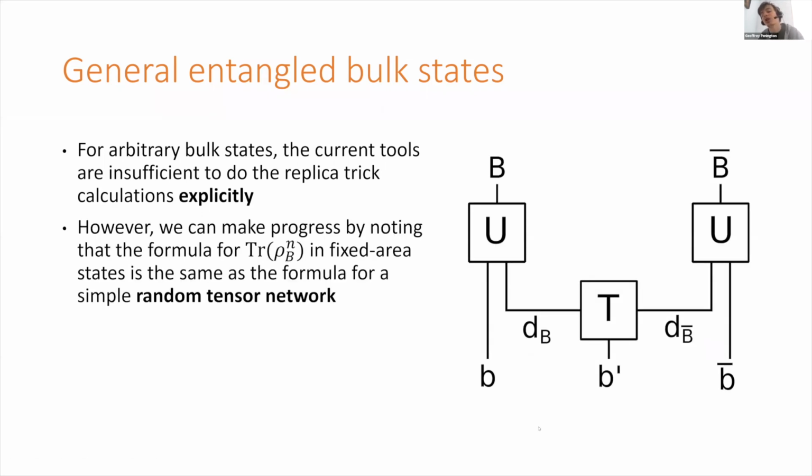However, there's a trick we can use. It's quite a nice trick. I'm quite fond of it. What we can note is that the formula you find for these fixed area states with arbitrary bulk state is exactly the same formula you would find if you evaluated the trace of rho to the n in a particularly simple random tensor network.